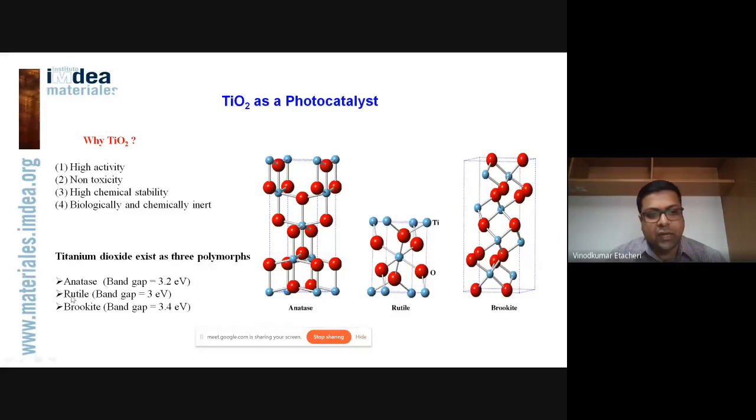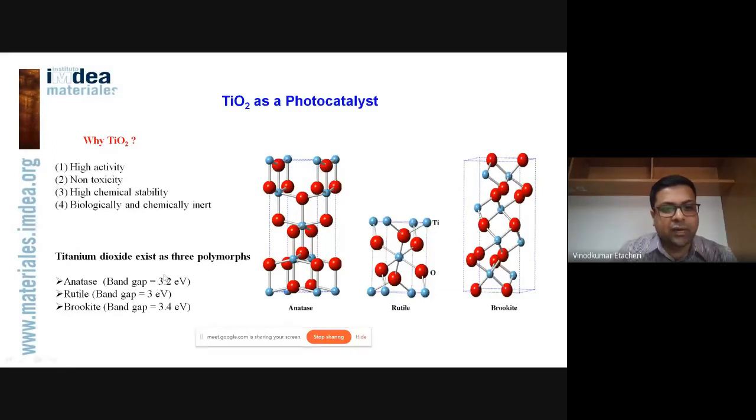So there are anatase, rutile, and brookite. These are the three polymorphs that are interesting for catalysis. Anatase has a band gap. You can see an octahedral structure in anatase, and in rutile and brookite. They all have different crystal structures and different band gaps, so basically different photocatalytic performance.